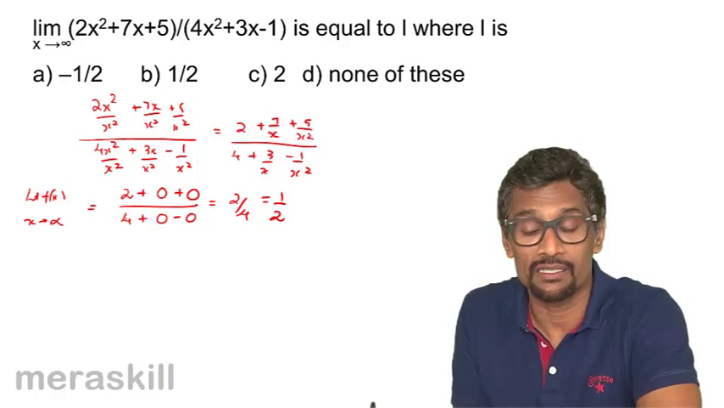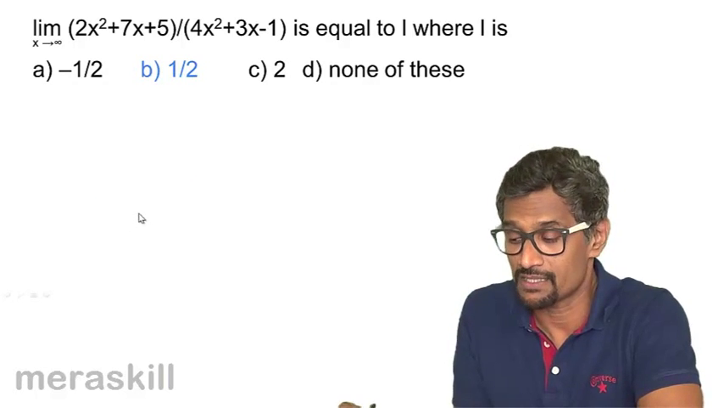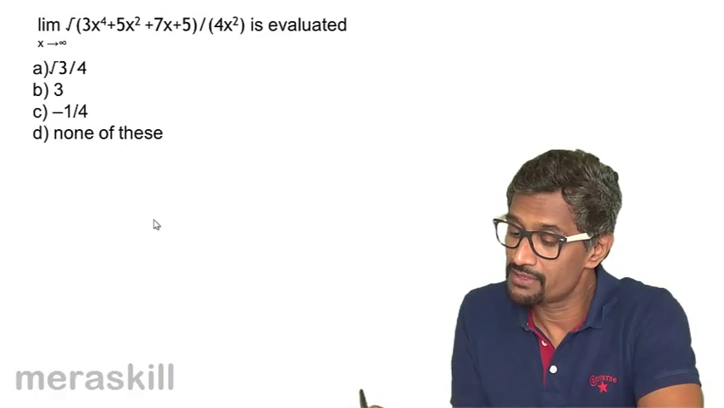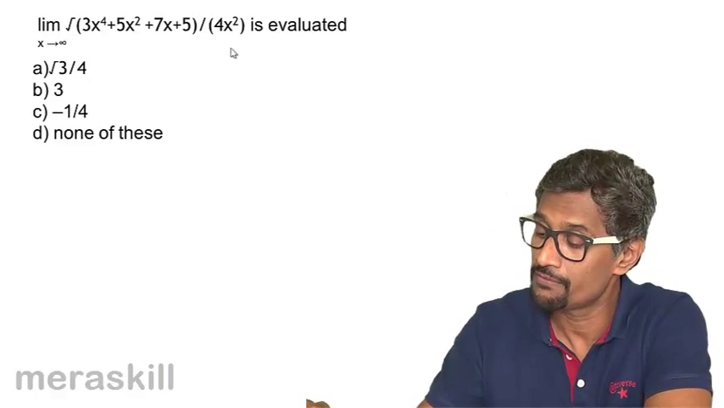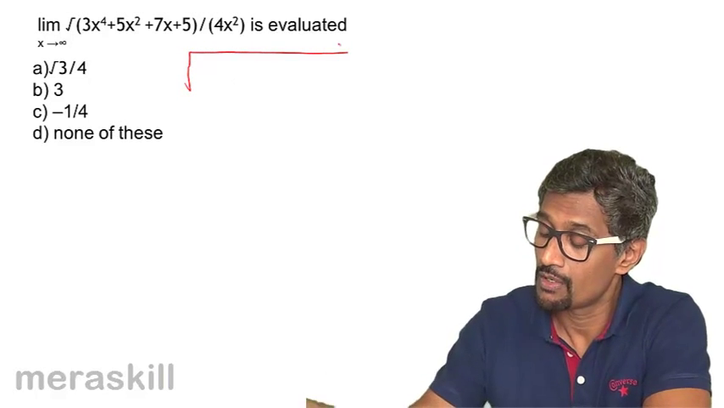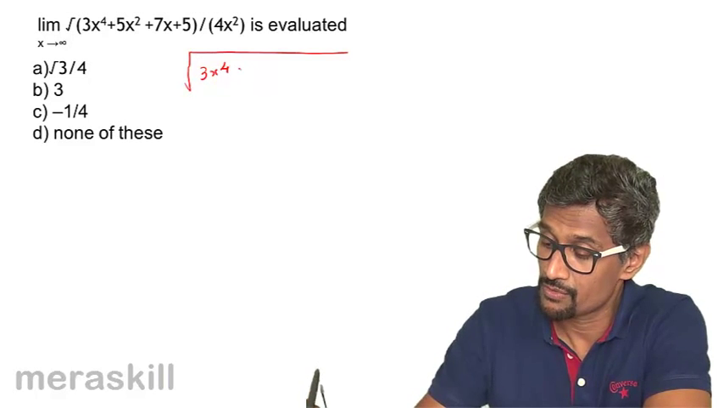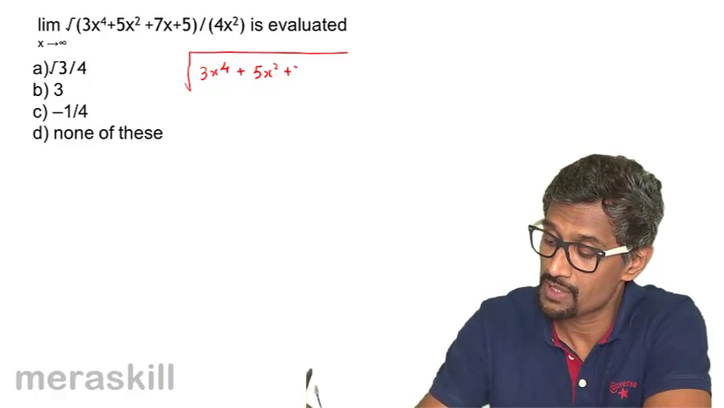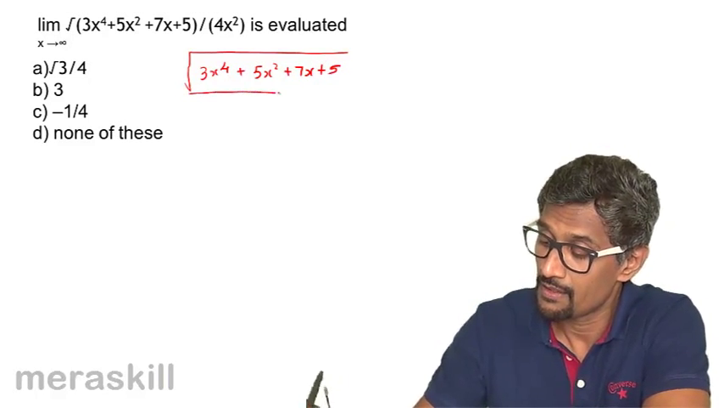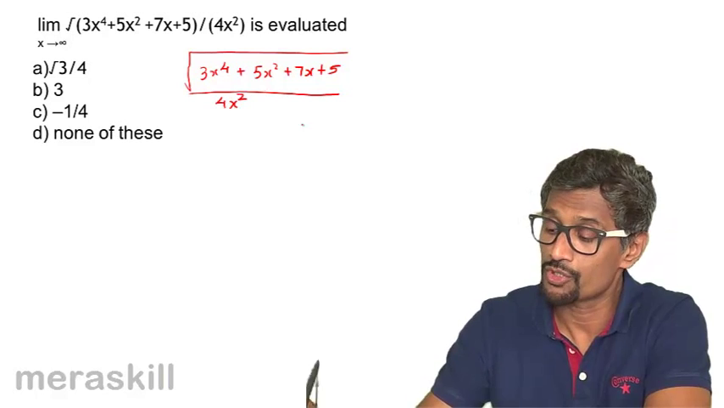So this is a practice we undertake in these kind of situations wherein we divide by the biggest power of x that is present in the expression. Okay. Now here we have a situation, limit of root of three x raised to 4 plus 5x square plus 7x plus 5 divided by 4x square. This is what you have.